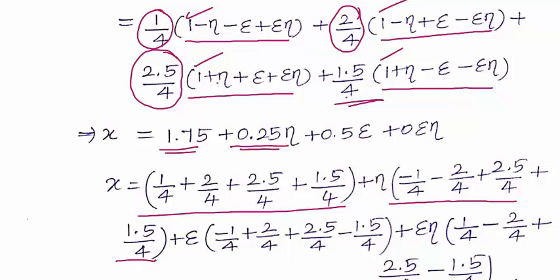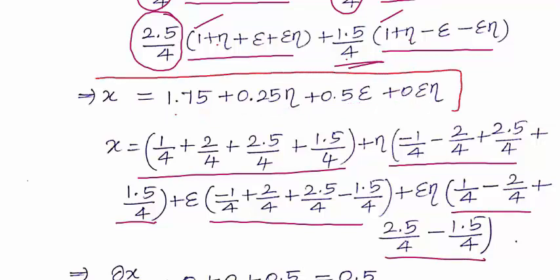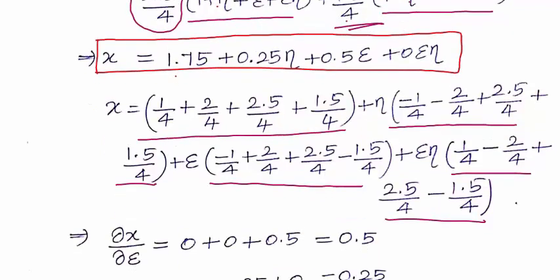Similarly, considering the coefficients of epsilon, we can get this 0.5 epsilon. Okay. Similarly, considering the coefficients of epsilon eta, we can get this 0 epsilon eta value. Now we have the x coordinate position expression like this, from which we can calculate dou x by dou epsilon and dou x by dou eta values.